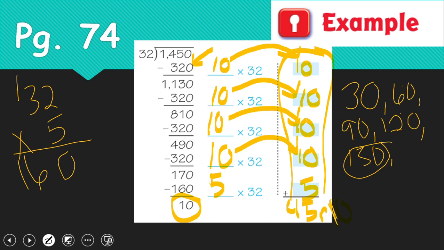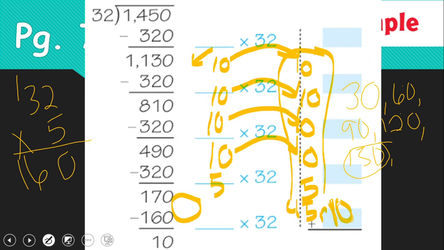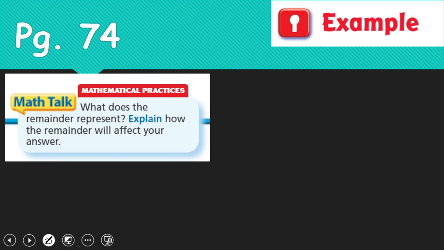Remainder 10. So we found our quotient. So we're going to know that he's going to need 45 packages, remainder 10. Now, I have a question for you about that. What does the remainder represent?